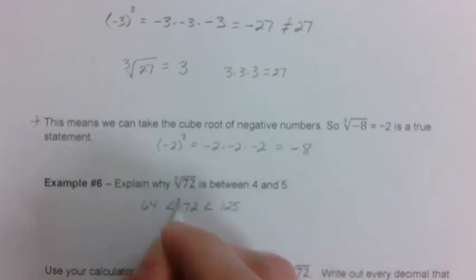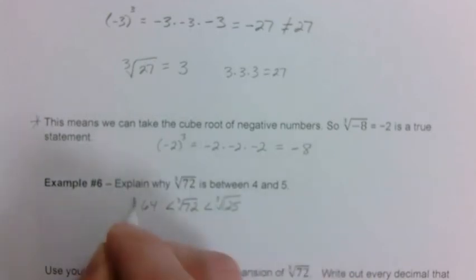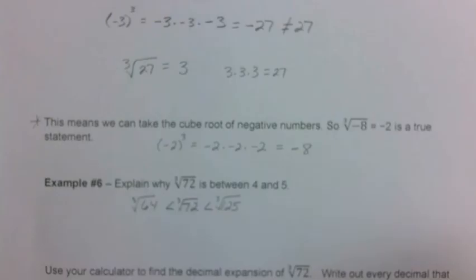So if I do the cubed root of 72, I'm going to do the cubed root of 64 and the cubed root of 125. This means that the cubed root of 72 is going to be between the cubed root of 64, which is 4, and the cubed root of 125, which is 5. So that shows why the cubed root of 72 is between 4 and 5.